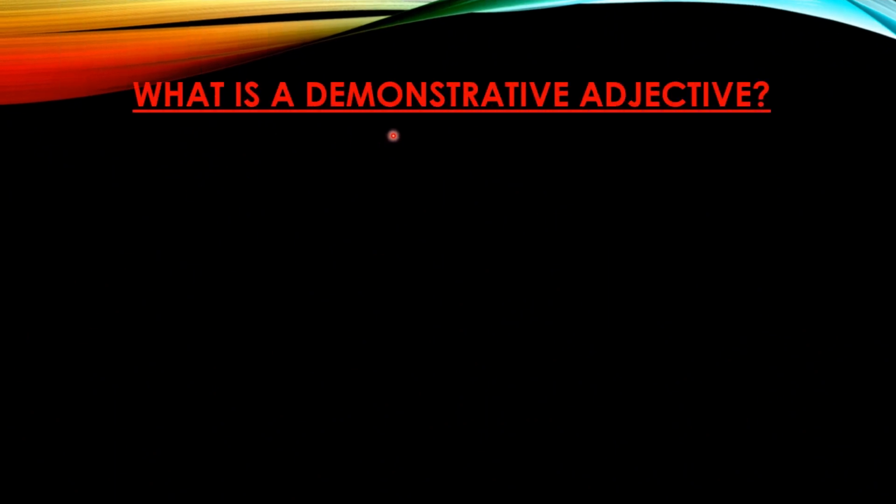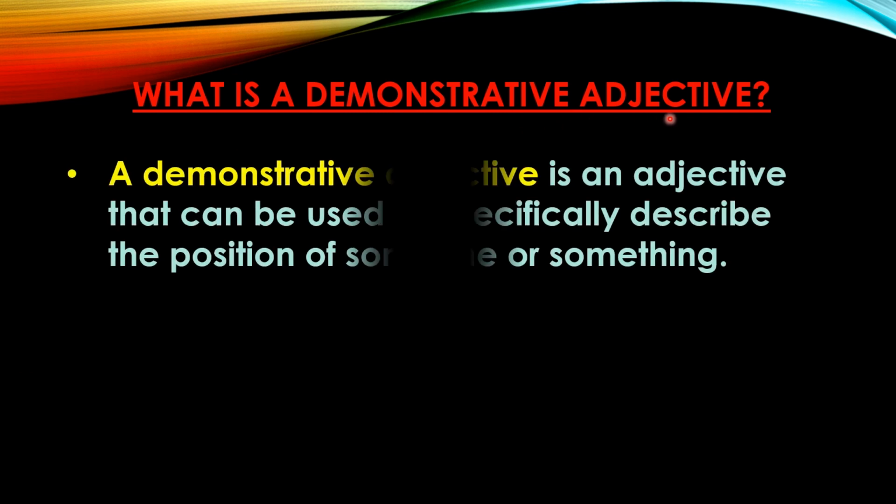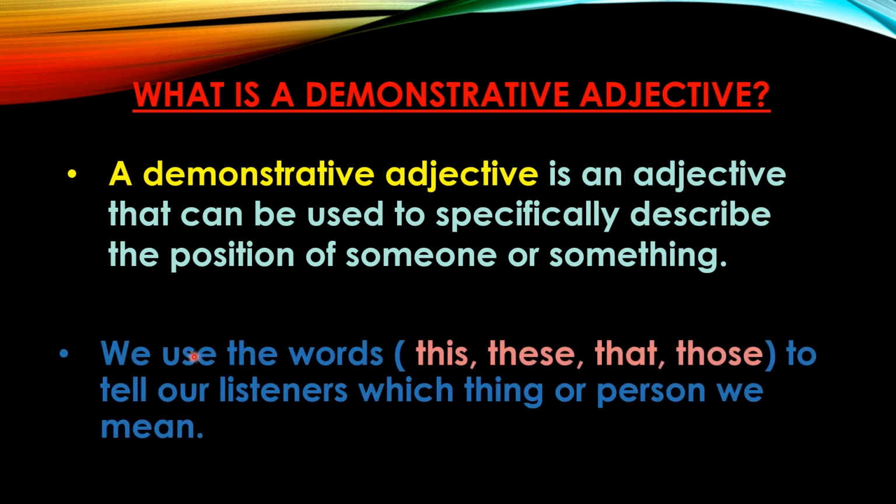What is a demonstrative adjective? A demonstrative adjective is an adjective that can be used to specifically describe the position of someone or something. We use the words this, these, that, and those to tell our listeners which thing or person we mean.